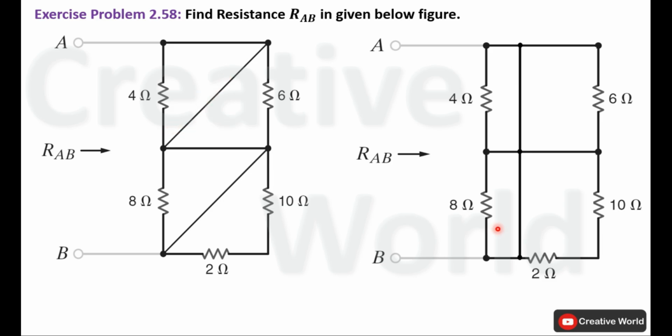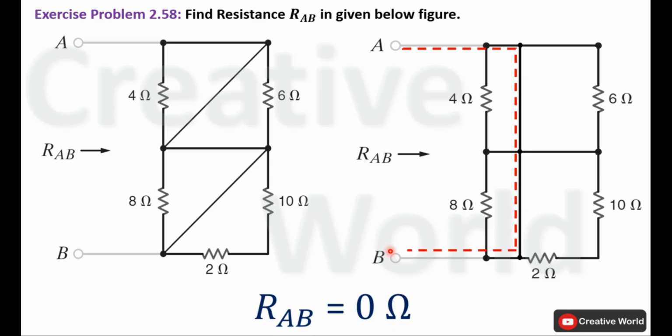Now, if we observe these 2 points, point A and B are being short circuited through this direct link. No resistance is present inside this path. So we can say that point A and B are short circuited, and we know that the resistance of a short circuit is 0 ohm. So we can say that RAB will be 0 ohm.